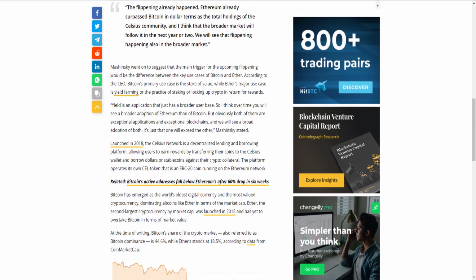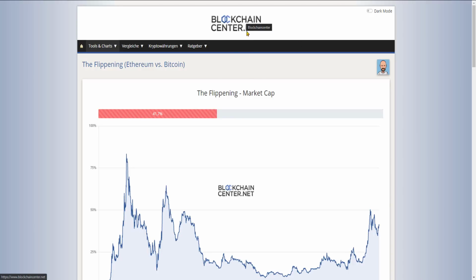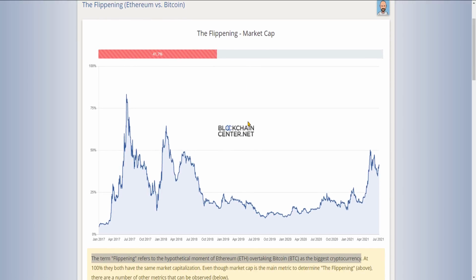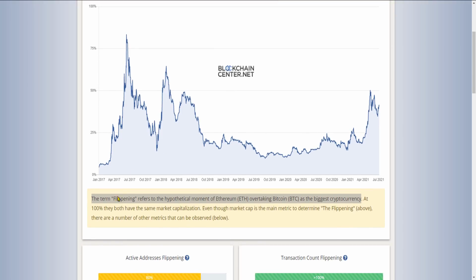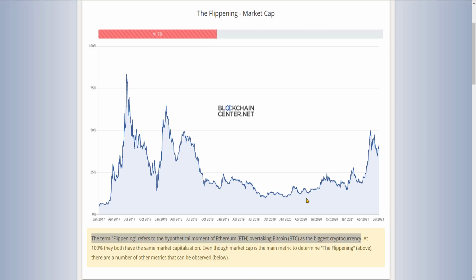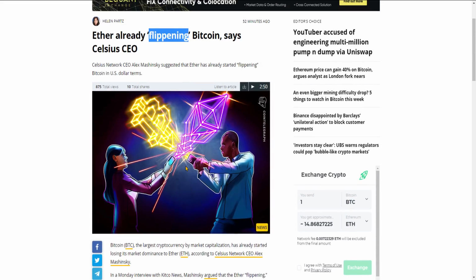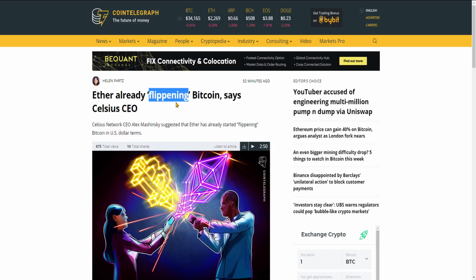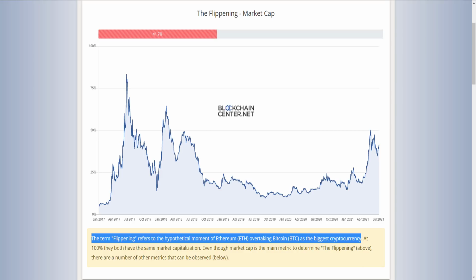So let's dig further. This blockchaincenter.net is quite good. We see flippening market cap, whoa, 41.7%. But what does flippening mean? Okay, they're fantastic, they define it. It's the hypothetical moment of Ethereum overtaking Bitcoin as the biggest cryptocurrency. Remember the article? What did the article say? The article said, already flippening. Ah, okay, so it's overtaken the market.